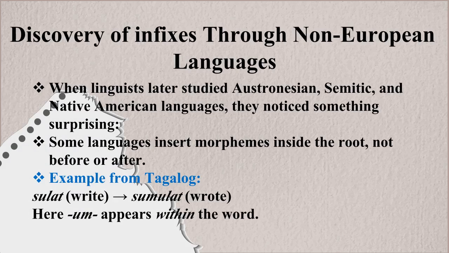When linguists studied Austronesian, Semitic, and Native American languages, all of these non-European languages, they noticed something surprising. Some languages insert morphemes inside the root, not before or after. An example from Tagalog: sulit, write, and sumulat, wrote, where the infix appears within the word. Besides Tagalog, other Philippine languages also use them extensively, and many others.